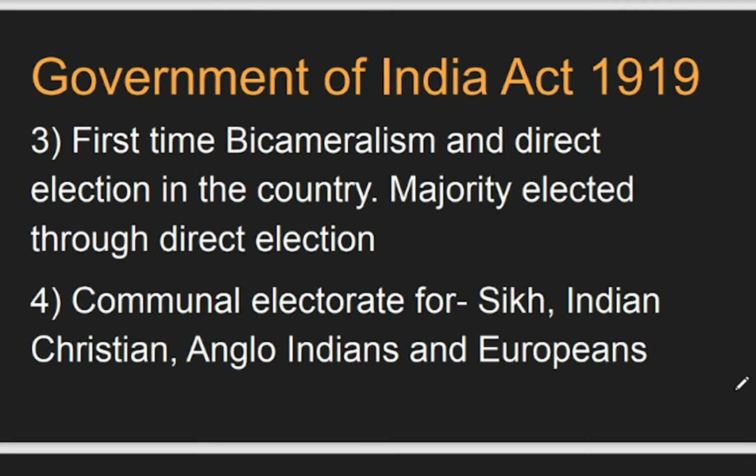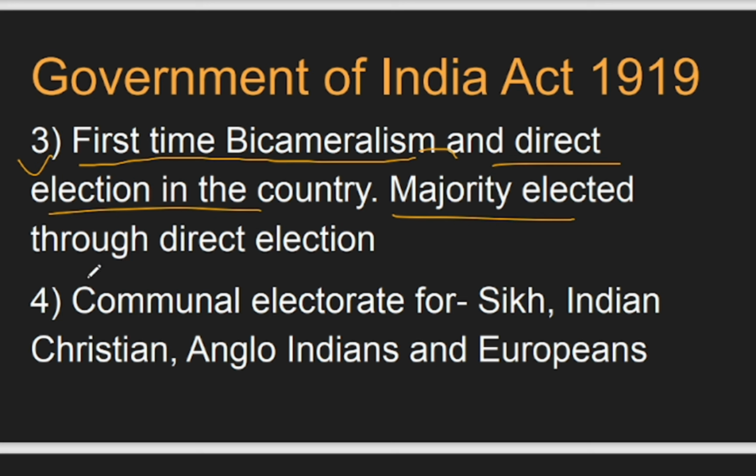This Government of India Act of 1919 also brought for the first time bicameralism and direct election in the country. Bicameralism means there are two houses. So a majority of the members of both the houses were elected through direct election. So for the first time bicameralism came.